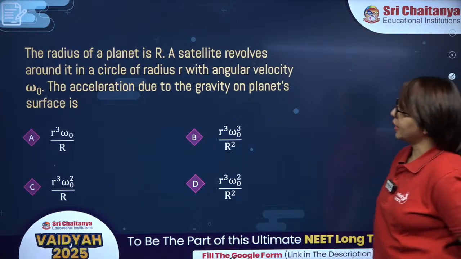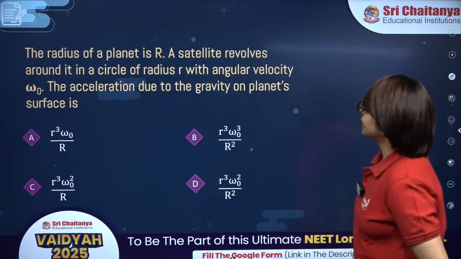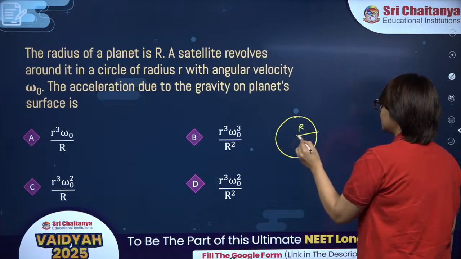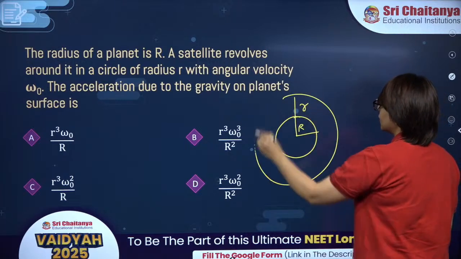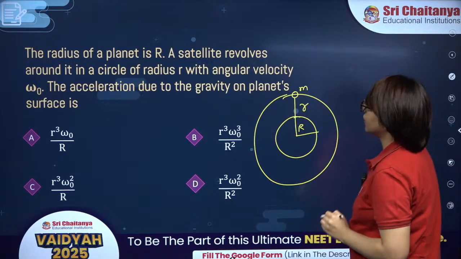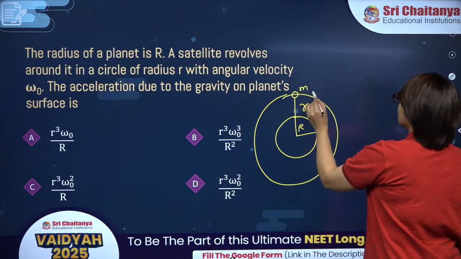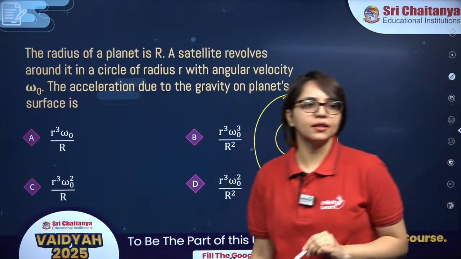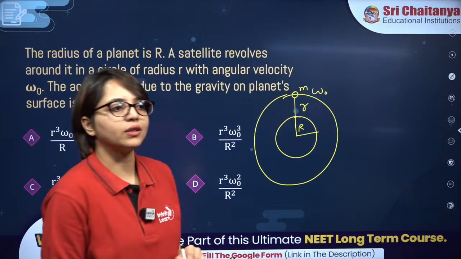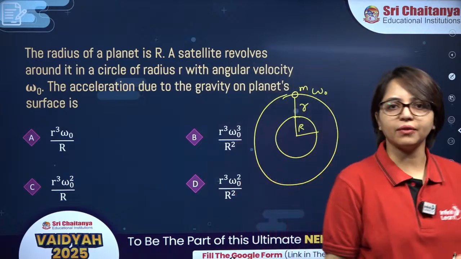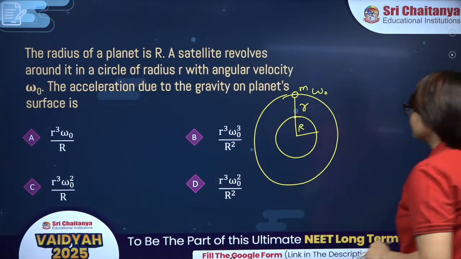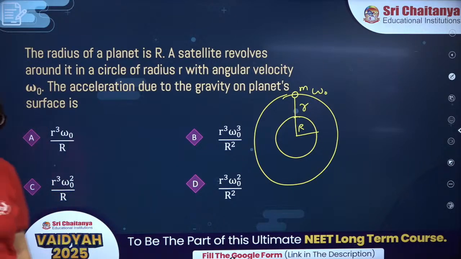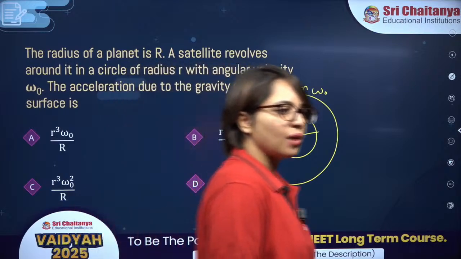Next is this one. The radius of a planet is R. A satellite revolves around it in a circle of radius small r. This is a planet of radius R, and a satellite is revolving around it in a circle of radius small r over here with angular velocity omega naught. What is the acceleration due to gravity on the surface of the planet? Try this one, everyone. Come on guys, try this one. Option C.